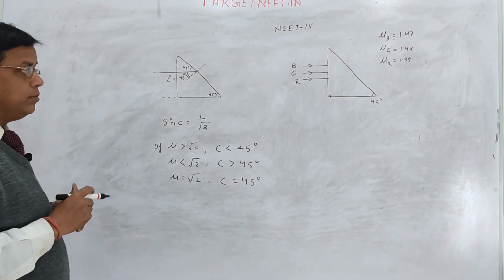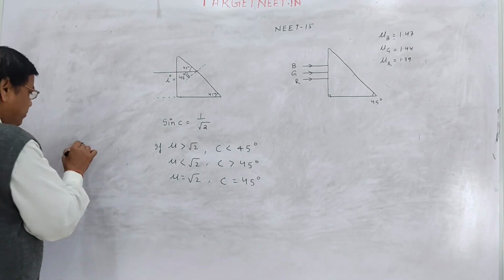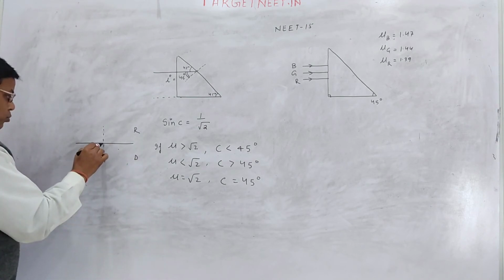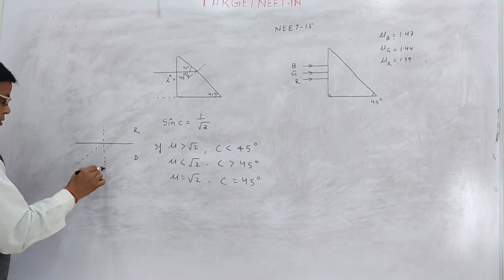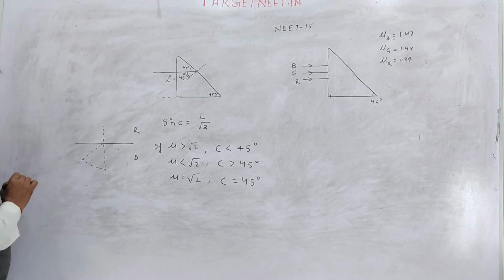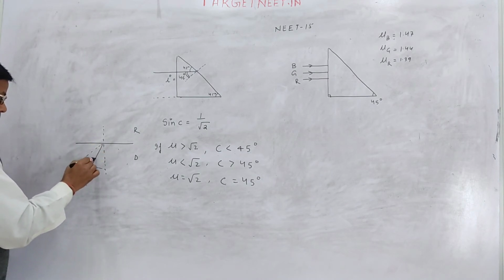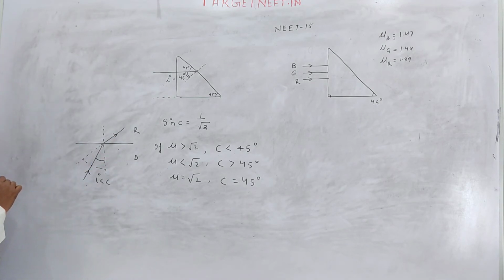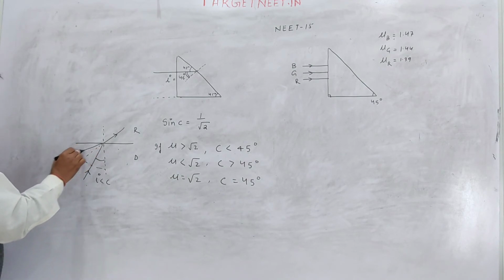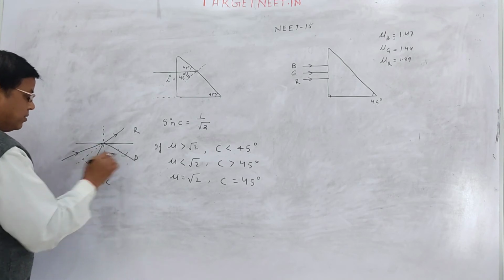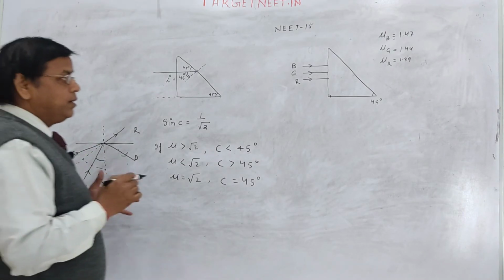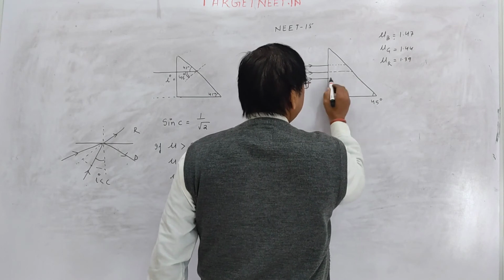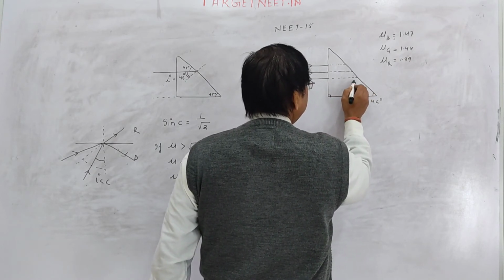Now if critical angle is more than angle of incidence, suppose light is going from denser to rarer medium, and suppose this whole is critical angle. So if angle of incidence is lesser than critical angle, then refraction will occur. If angle of incidence is more than critical angle, then total internal reflection will occur. So here angle of incidence will be 45 degree for this, for this, for this. Angle of incidence will be 45 degree for all three colors.